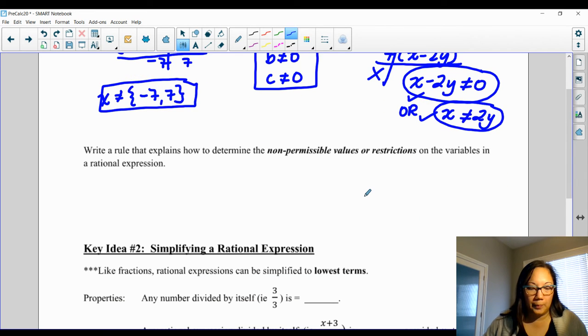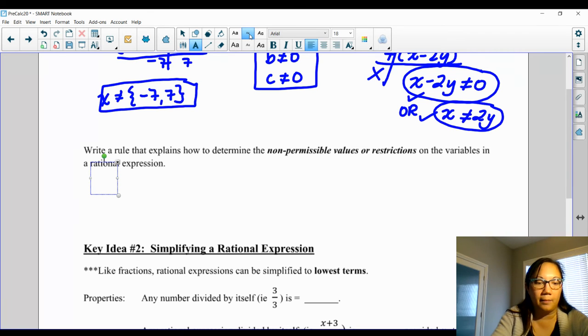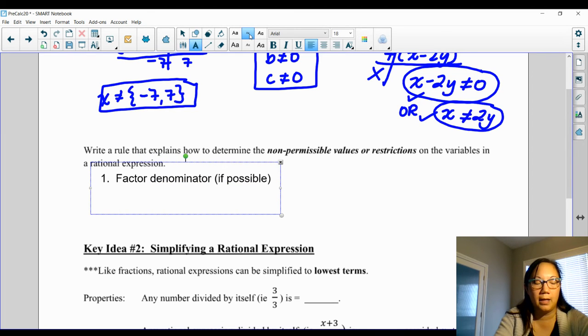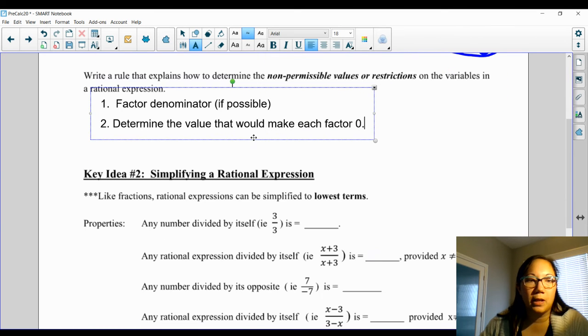So what would the rule be for explaining how to determine non-permissible values. Okay. So I'm going to try typing. It's a little bit neater than my writing. The first thing you want to do is factor your denominator. If possible, factor. And then you want to determine the value that would make each factor 0. And those would be your non-permissible values. Okay, so that's the first key idea.